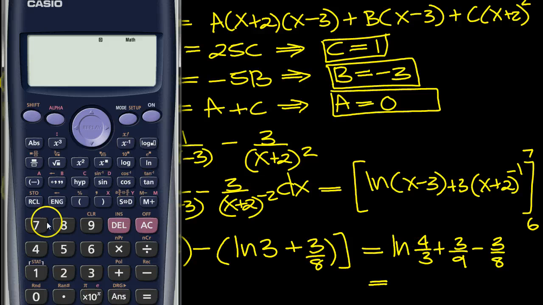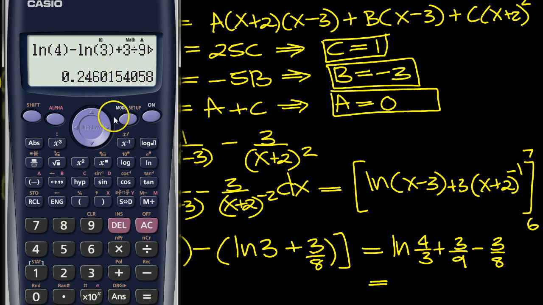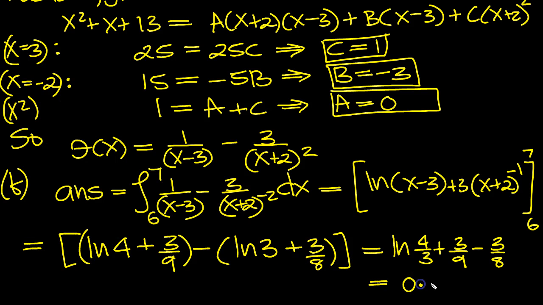So let's type that in a calculator. We've got ln of 4/3, or ln 4 minus ln 3, we could write the original thing if we wished, same thing. Close bracket, ln 4/3, plus 3 divided by 9, minus 3 divided by 8. Equals 0.246 to 3 decimal places. 0.246, and that was to 3 decimal places.